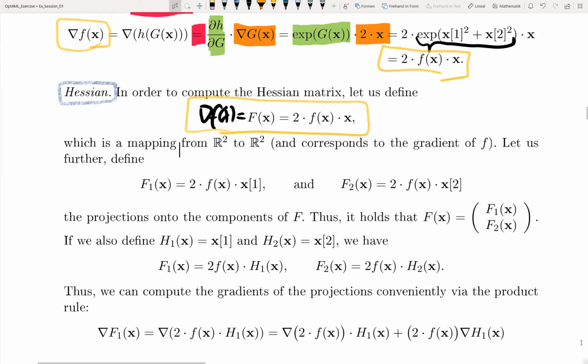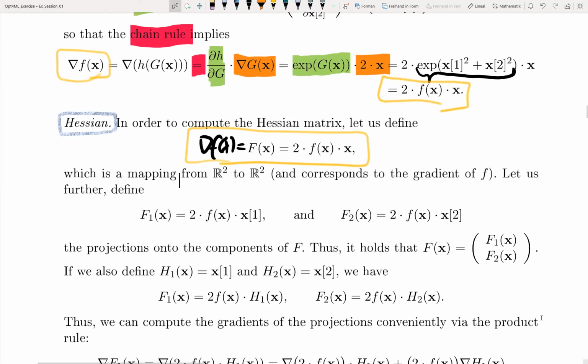Again, what is the gradient? It's a mapping from r squared to r squared. We plug in a two-dimensional real valued vector and get out again a two-dimensional real valued vector. So 2 times f of x, this is a scalar, but the x you have here at the end, this is a two-dimensional vector, of course.